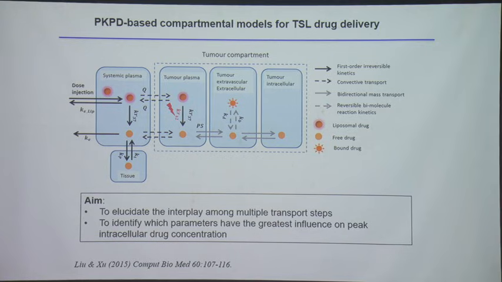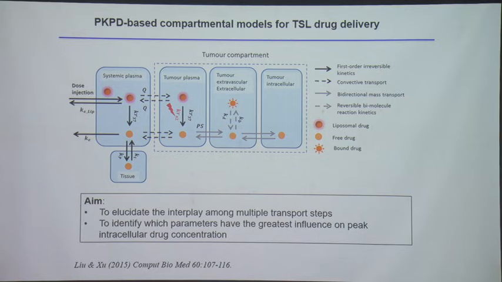The model consists, on the higher level, of three major compartments. We have systemic plasma, which is one of the compartments, and then you have the tumor compartment. The tumor compartment actually consists of three subcompartments: the tumor plasma, the tumor extravascular extracellular space, and also the tumor intracellular space. And then we have another big, lumped tissue compartment. So you work out the connections between each of these compartments.